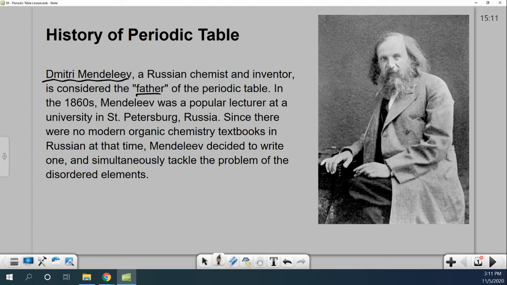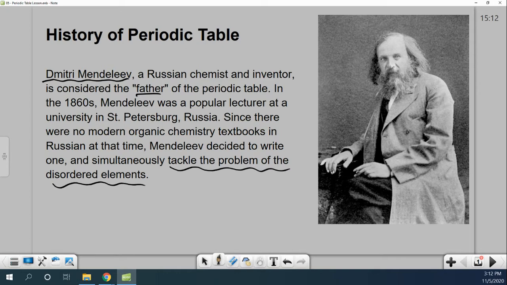In the 1860s, he was a popular lecturer at a university in St. Petersburg, Russia, and he was, of course, lecturing in chemistry. And since there were no modern organic chemistry textbooks in Russian at that time, he figured why not write one? And while he was writing it, he decided to tackle the problem of the disordered elements.